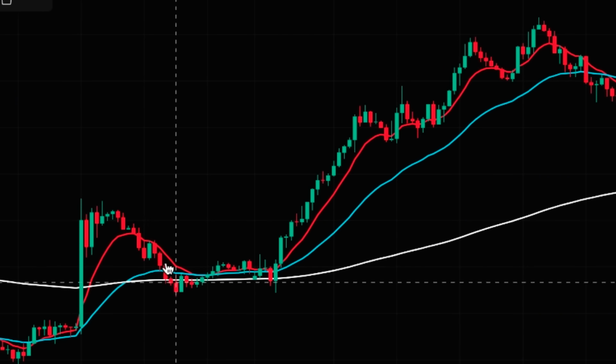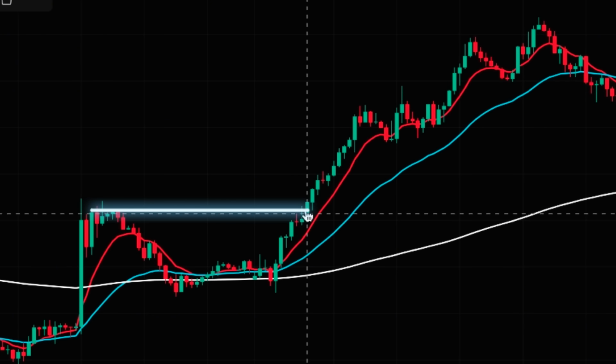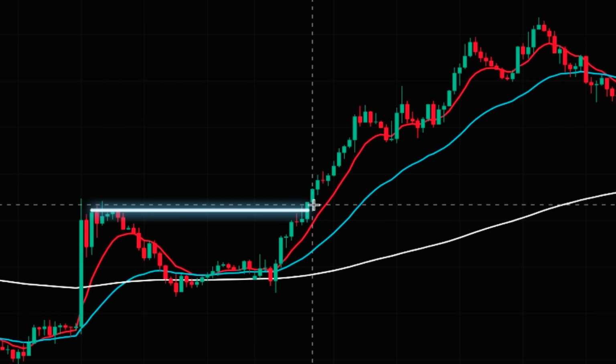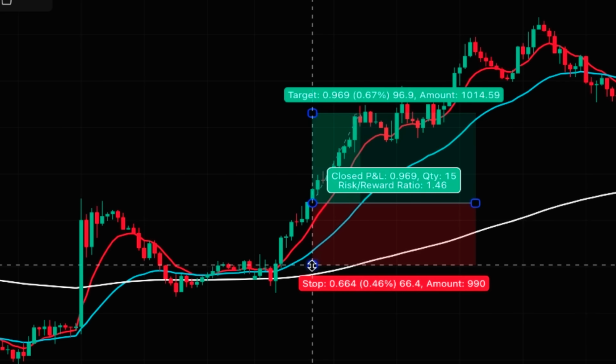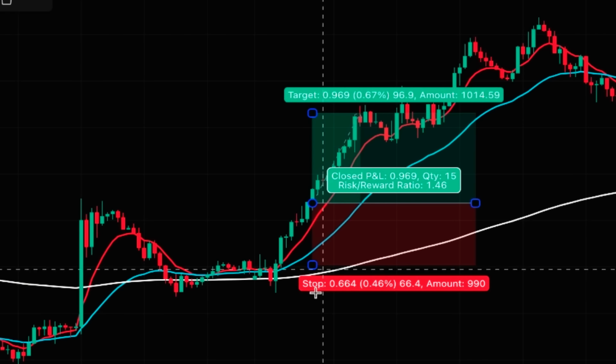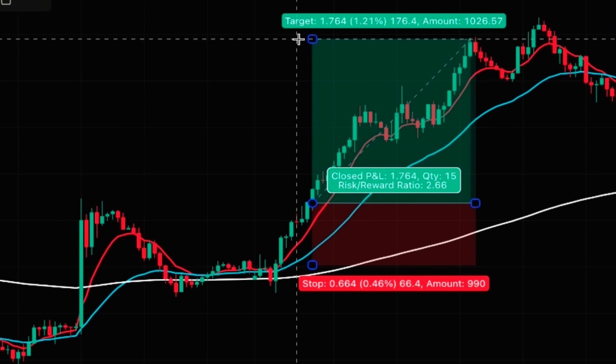For this pullback, we mark the previous swing high and we wait for a candle to be closed above this level, which happened here as you can see by the help of this candle. So in practice, we could enter a long position at this point with the stop loss below the blue EMA or below the previous swing low if it is not very far, and profit target at 1.5 risk to reward ratio.